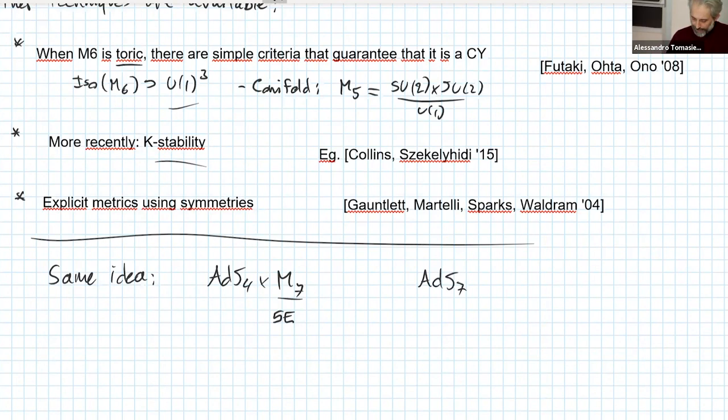What about AdS7? This can also be generalized, but not much. It turns out that you can only achieve S4 mod Gamma this way. I'll tell you tomorrow, perhaps a little bit, that if you go to type IIA, there are more general AdS7 solutions.